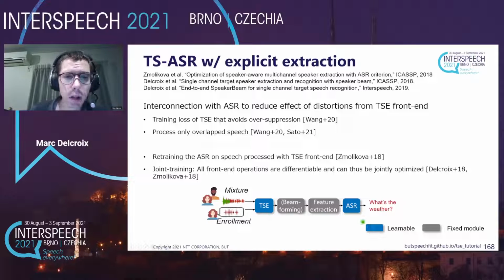Basically, the ASR consists of a neural network. The target speech extraction is also a neural network. And in between, you may have the beamformer and the feature extraction that are fixed modules, but it's possible to differentiate them. So it's possible to backprop through the whole system and optimize the target speech extraction frontend for the ASR criterion.